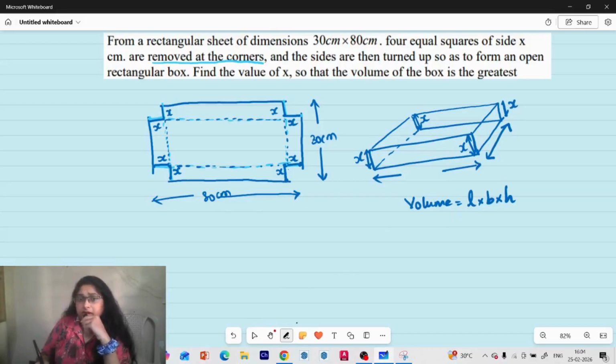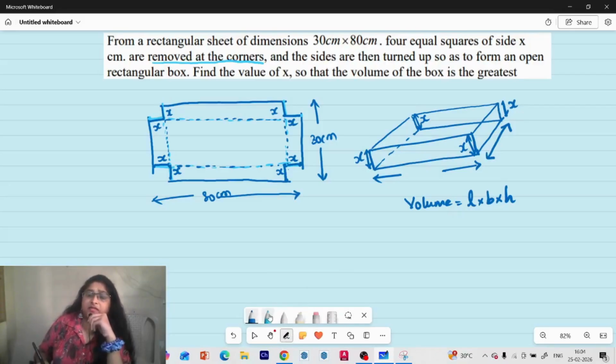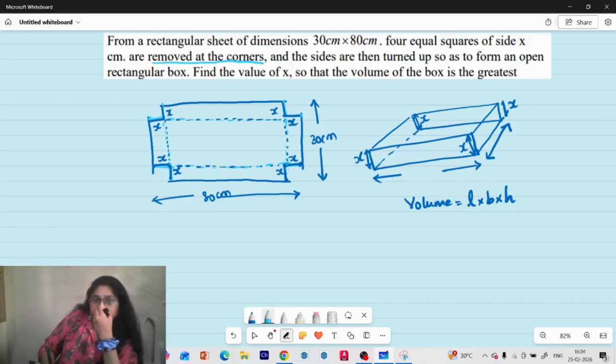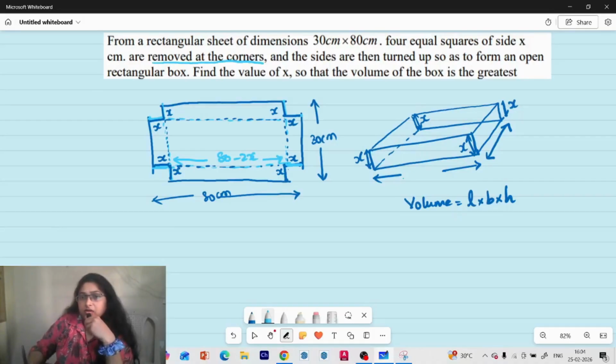How do we find the length and breadth? Well, that's easy. If this entire thing is 80 and we take x from each end, what length remains in the middle? Shouldn't it be 80 minus 2x, and that's the length of the box. And what about its breadth? Out of 30 you're taking out 2x units, so the breadth is going to be 30 minus 2x. Quite easy, right?